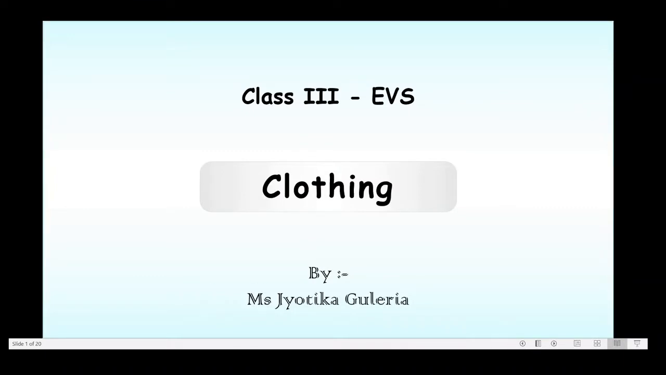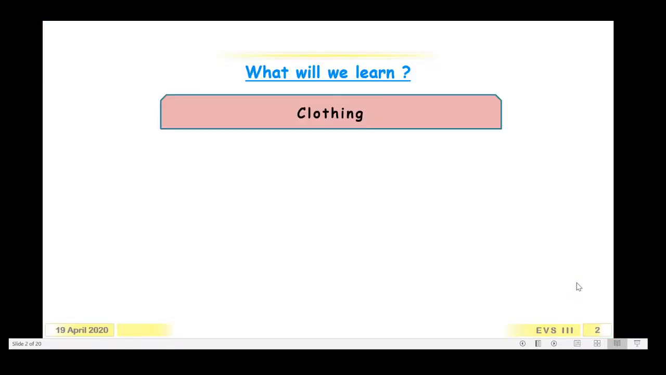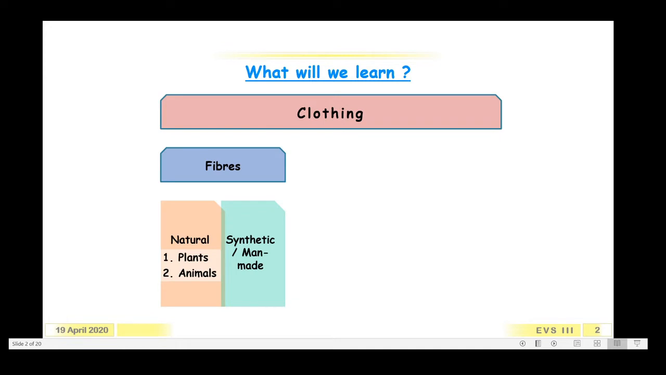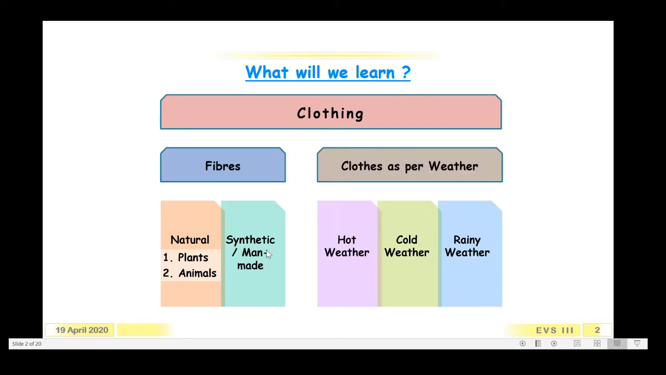So, in this video, we'll take up the topic clothes. So, let's switch over to our topic clothing. Now, in our first section, we'll read about the different fibers that are used for making clothes. So they can be natural, which we obtain from plants and animals, or they can be synthetic or man-made. And in the next section of this video, we'll talk about different kinds of clothes that we wear as per weather conditions. So it can be hot weather, cold weather, or rainy weather.